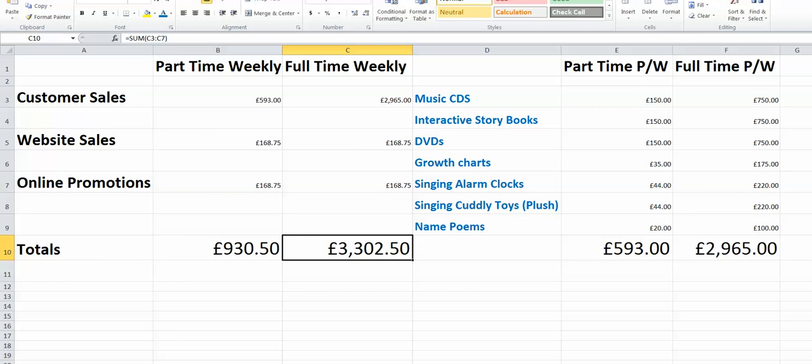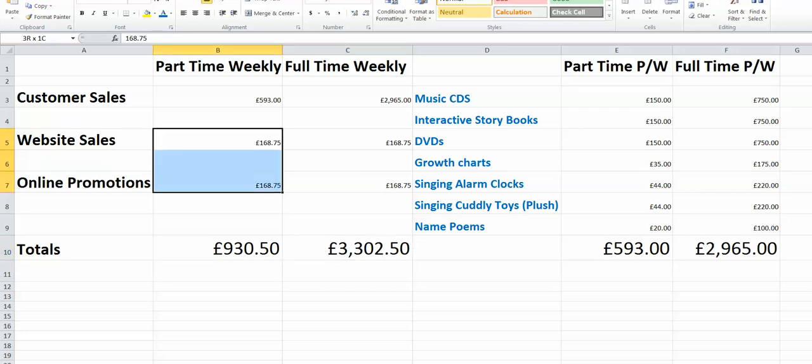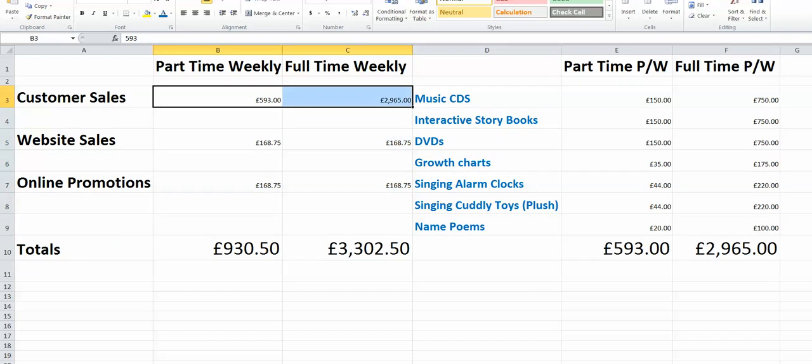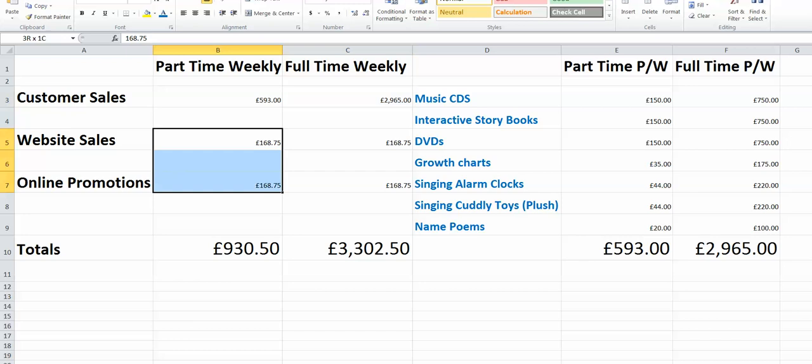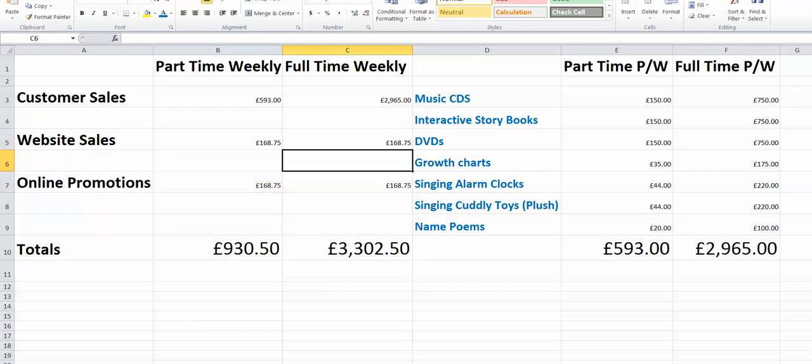And remember that these website sales and online promotions, that's where your money's going to be as your business grows. This income is fantastic, and you can get this week in, week out. But eventually you will want your website to do the work for you, because it means less work for you.